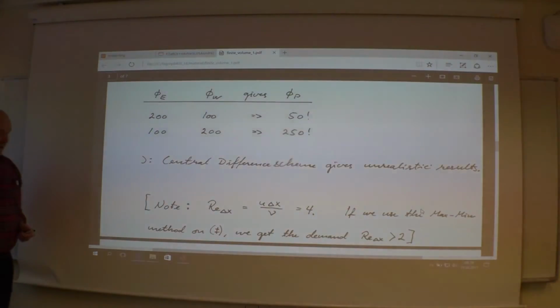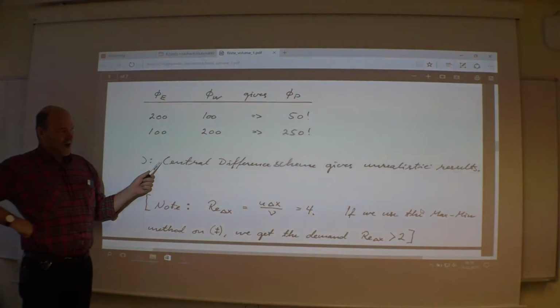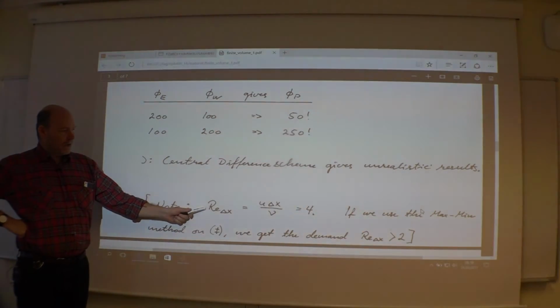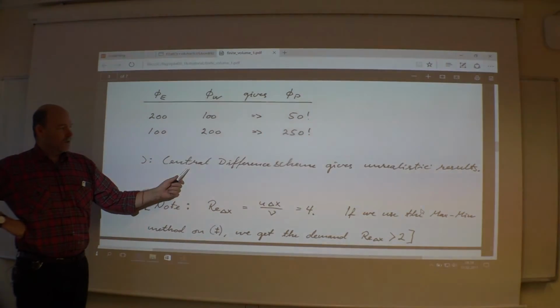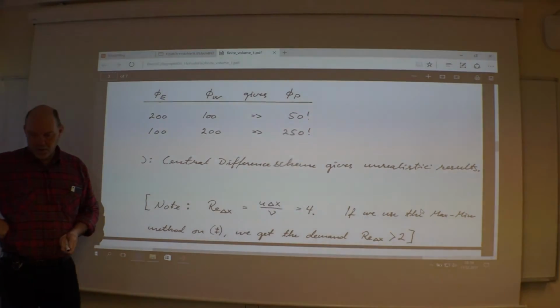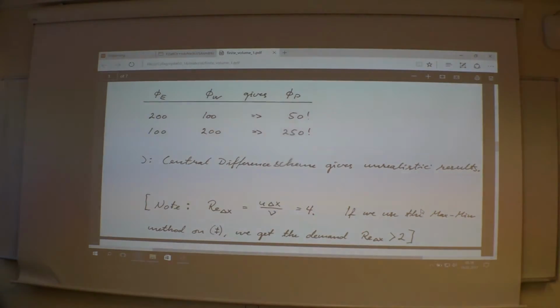That one is not fair, but of course it's correct. And for real problems, the cell Reynolds number might easily be hundreds. So the central difference scheme, you can't really use it straightforwardly, no. So we have to do something.